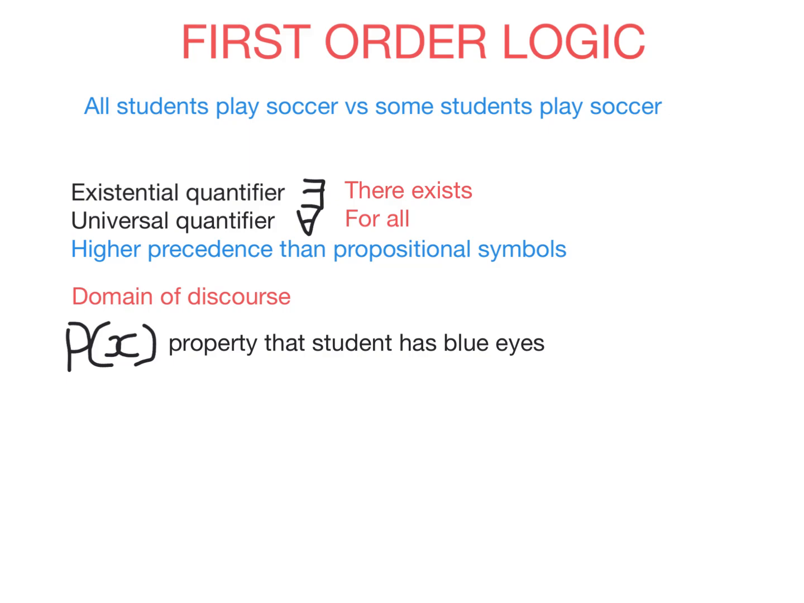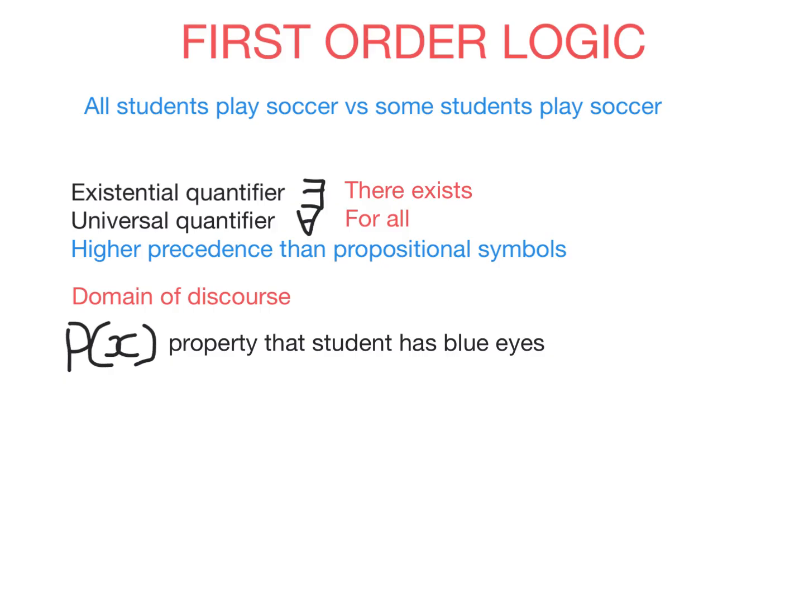Thank you so much for tuning into this video in which we will look at first order logic. So we've previously looked at propositional logic, including all those symbols, implication, and, or, etc. But in propositional logic, we wouldn't be able to distinguish between a statement like "all students play soccer" versus "some students play soccer." So in first order logic, we introduce these two quantifiers. The existential quantifier, read it as "there exists," and the universal quantifier, read this as "for all." Now these two have higher precedence than the propositional symbols, so you consider them first.